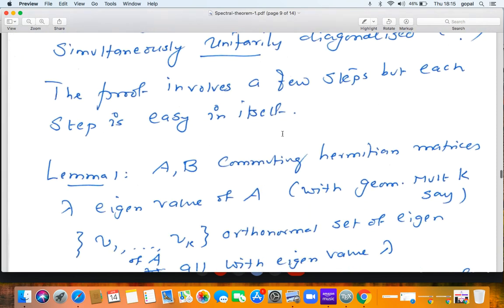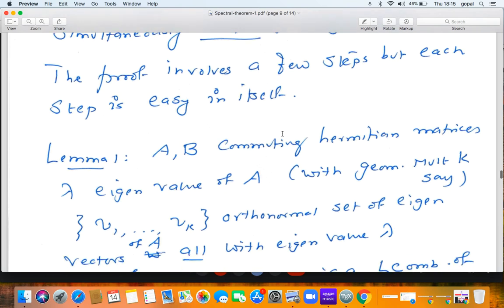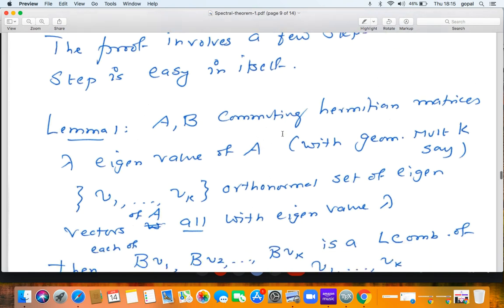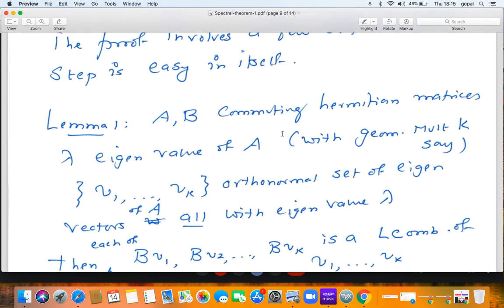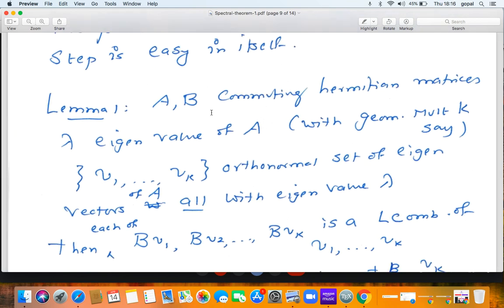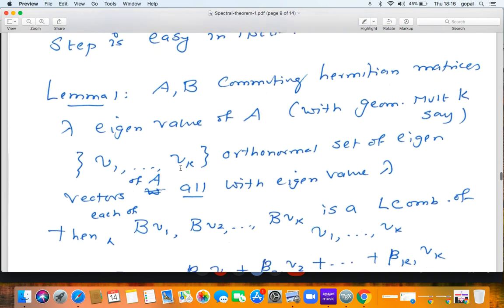The proof involves a few steps, but each step in itself is pretty easy, and we shall break it up into simple lemmas. The first lemma that we want to prove is: suppose A and B are commuting Hermitian matrices and lambda is an eigenvalue of A. Lambda could have several linearly independent eigenvectors; that is, the geometric multiplicity is k. Then we have V1, V2, ..., Vk, and I can always assume that they are orthonormal, because otherwise I can apply Gram-Schmidt. They are all eigenvectors with the same eigenvalue lambda.